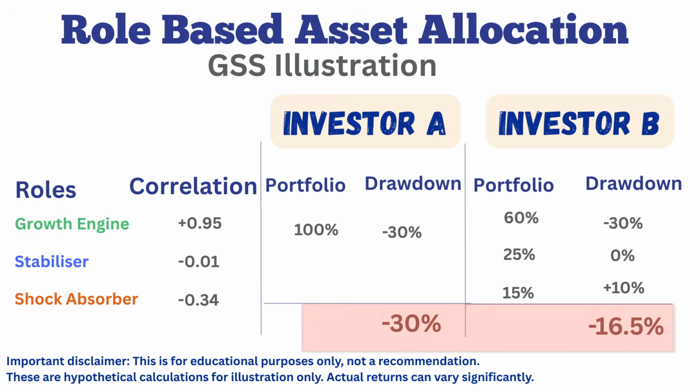The key insight isn't the exact numbers. It's how role-based assets with different correlations reduce portfolio volatility. You can tweak the numbers in the Google Sheet that I've shared as per your financial goals.